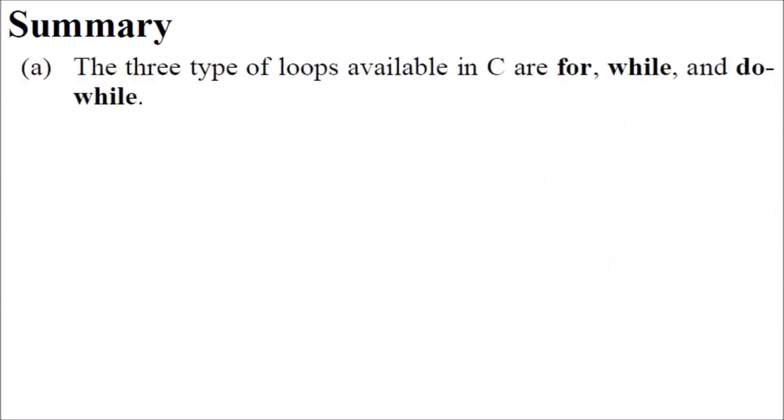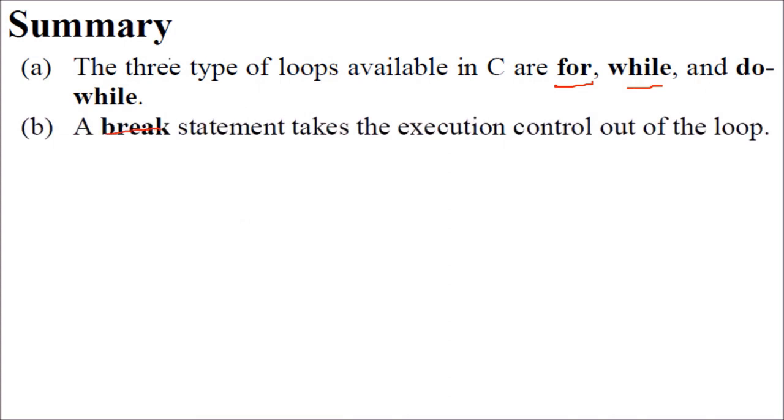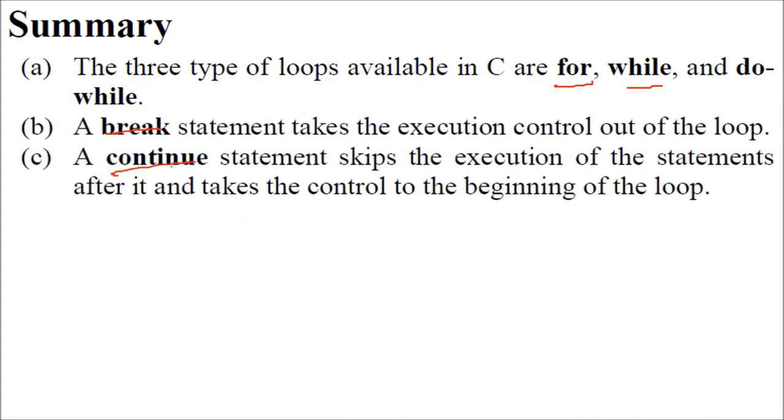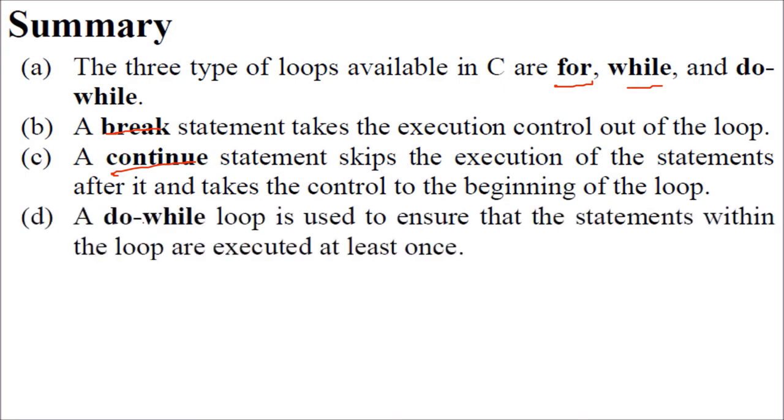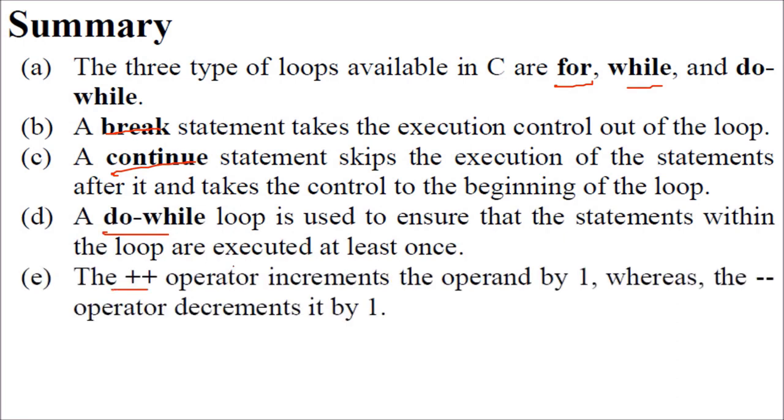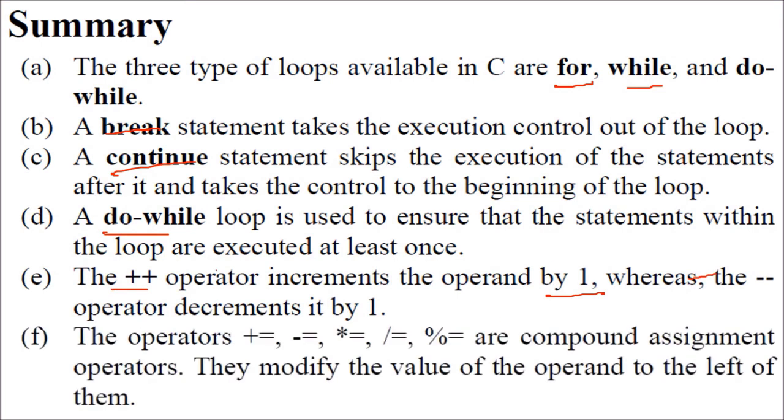So let us summarize. There are 3 types of loop available in C: for, while and do while. The break statement, if you want to come out of the innermost loop, you should use break. Continue will just skip the lines which come after the continue, and it will just go back again for the next iteration or next looping counter value. The do while will ensure that the statement is executed at least one time. The plus plus operator increments the counter by 1. The minus minus will decrement the counter by 1. These, from plus equal to till modulo equal to, are compound assignment operators, and they modify the value of the operand on the left of them.